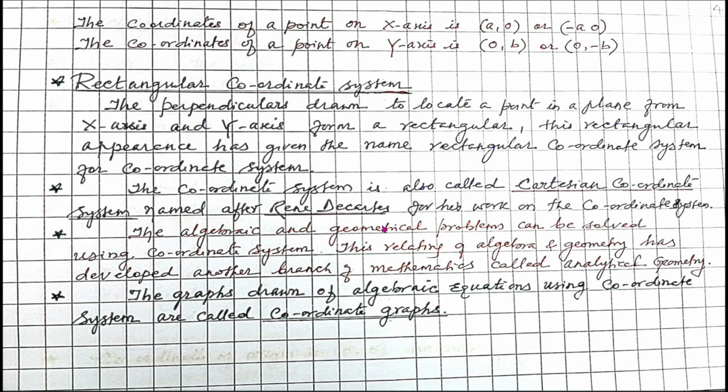This method of relating algebra and geometry has developed as another branch of mathematics, called analytical geometry. The graphs drawn of algebraic equations using the coordinate system are called coordinate graphs. So we can use an algebraic equation to draw graphs on a coordinate plane. We get graphs known as coordinate graphs. We can study the graphs and get unique or important information.